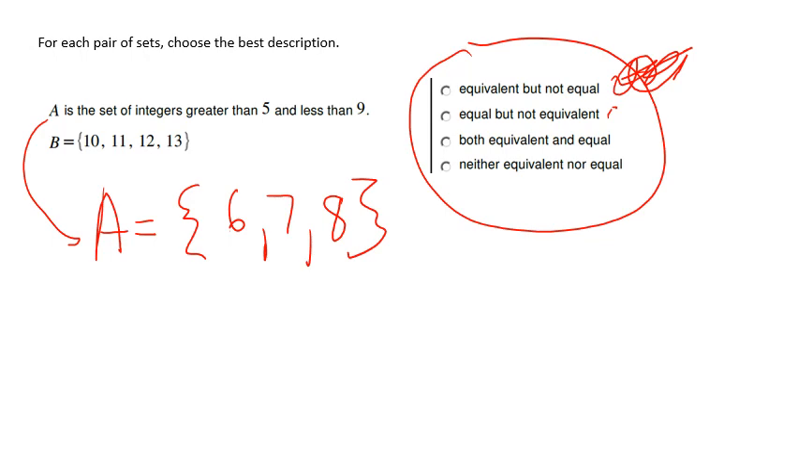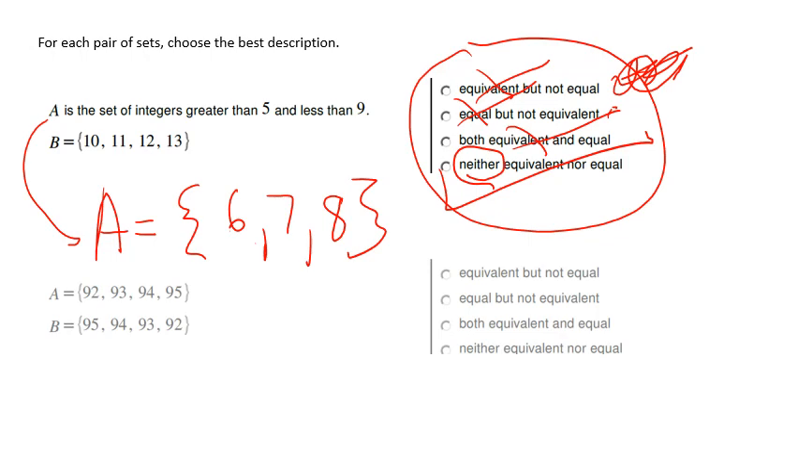Now, are they equal? No. Are they equivalent? No. Because equal means the same elements, equivalent means the same number of elements. So they're not equivalent, they're not equal, they're not both, they are neither. So neither is our answer. Let's try a second one. Pause the video, try it, play it.